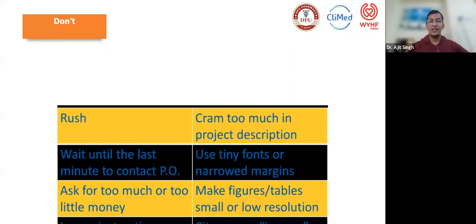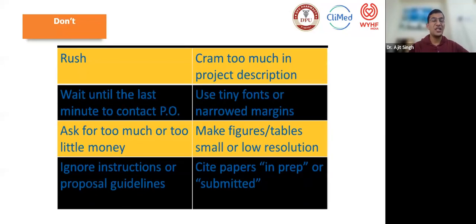Then again, don't be in a rush, as I'm telling. Don't be in a rush when you are writing a grant proposal. Keep your mind calm, read everything carefully, and only then organize the things in a good way.